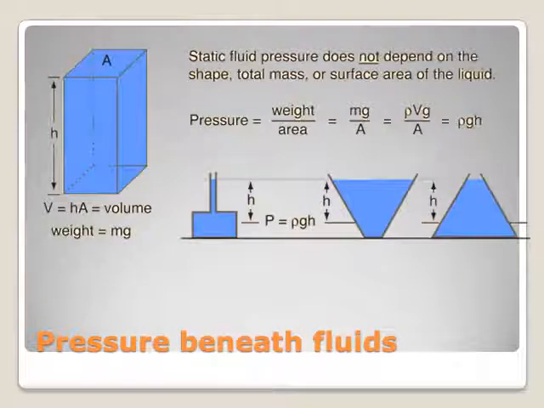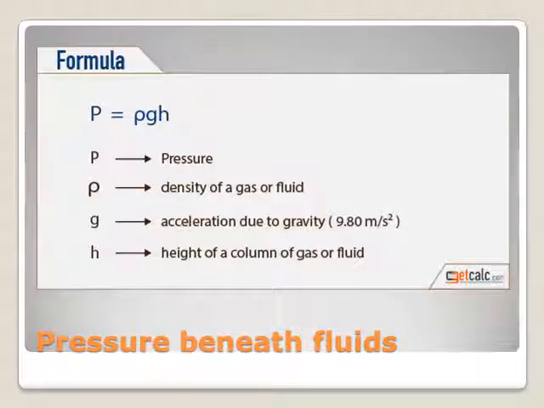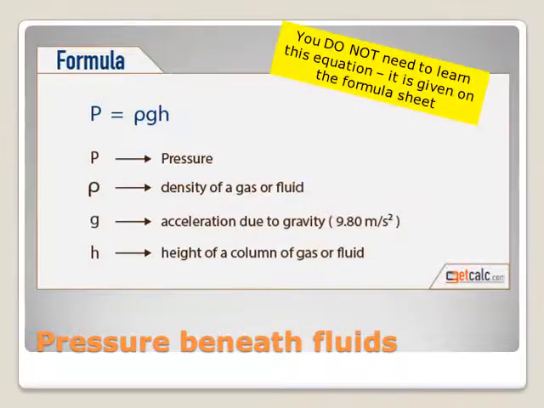If you are at a certain depth in a liquid or a gas, you can calculate the pressure. The only thing that makes a difference is the depth you're at or the height of the fluid above you. The calculation says that the pressure is equal to the density of the fluid multiplied by the strength of gravity multiplied by the height of the liquid or gas above you. You don't need to learn this equation. It is given on the formula sheet.